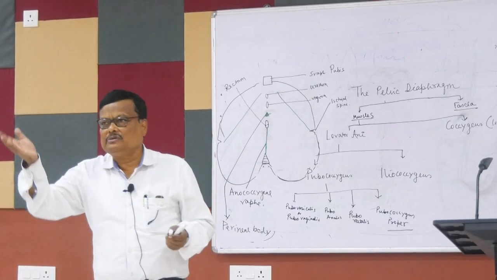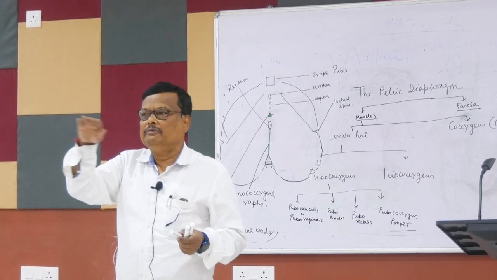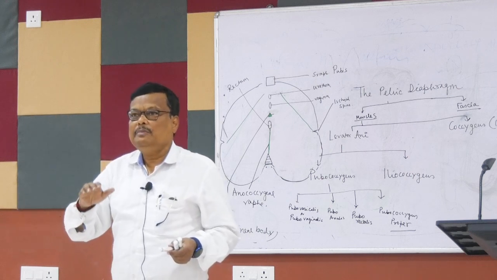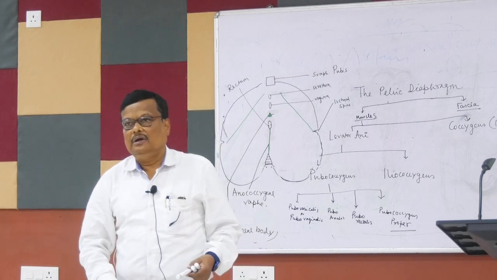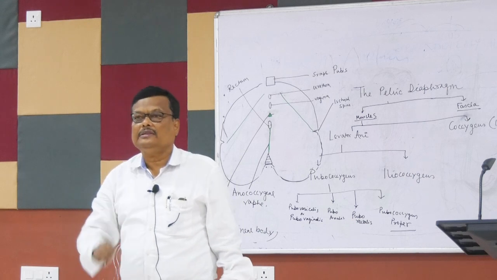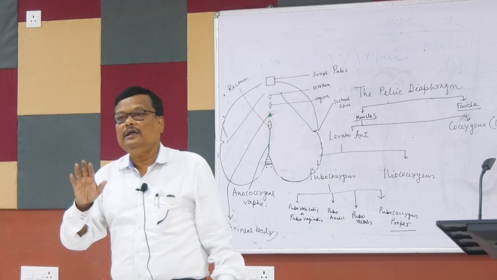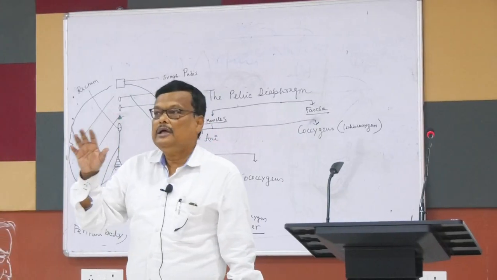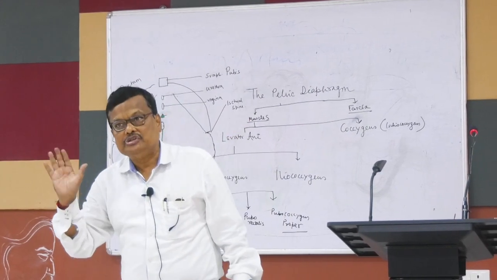Diaphragm means this type of geometrical figure, we call it a diaphragm, like the thoracic diaphragm. Similarly, there is a diaphragm between the abdomen and the pelvis, and we call it the pelvic diaphragm. Just below it, there is another diaphragm known as the urogenital diaphragm. But recently, the question arises whether at all the urogenital diaphragm exists or not. But the pelvic diaphragm exists.